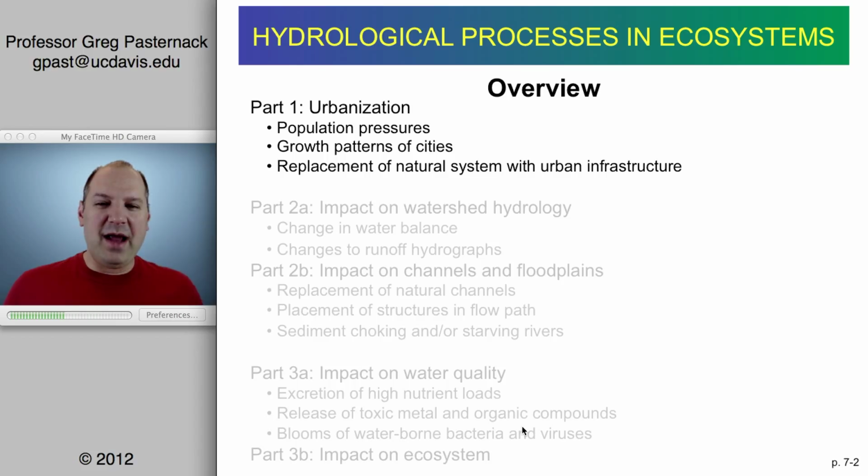So the video podcast for Chapter 7 is going to be broken into 3 parts. The first part is going to deal with the process of urbanization itself. The second part is going to deal with how that urbanization changed aspects of hydrology. And then the third part will look at water quality and ecosystem changes. Then, in Chapter 8, we're going to look at how these changes to the landscape and hydrology have in turn caused environmental feedbacks that have hurt human civilization.